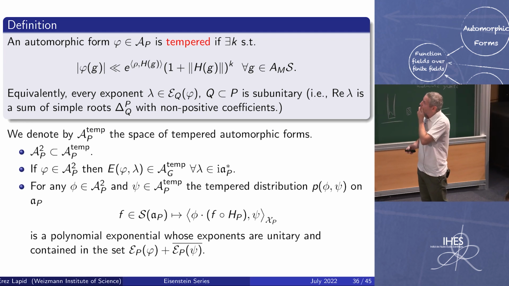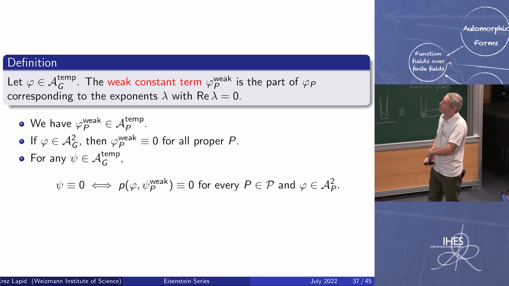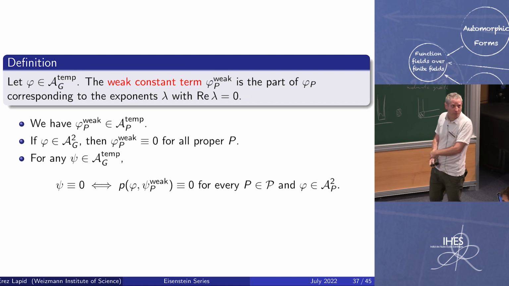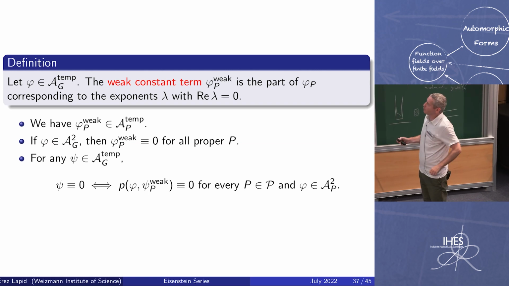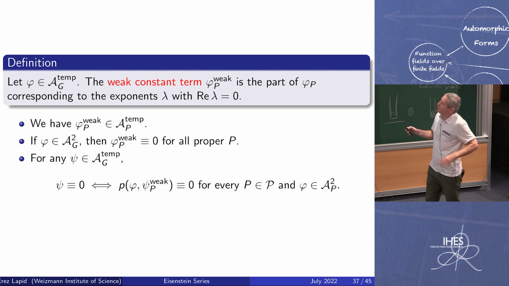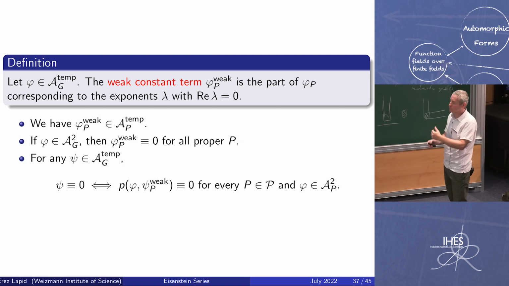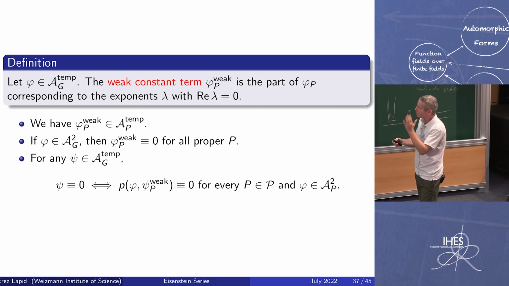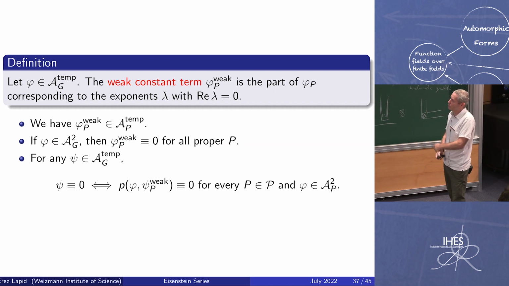That's one piece of notation that we will need, and the other one is the weak constant term, which is analogous to the local theory. You start with a tempered automorphic form, you take the constant term. What is the weak part? You decompose it according to the exponents of the center, and you only take the part where the real part of lambda is 0, rather than the subunitary part. You just take the unitary part. This turns out to be technically very useful.